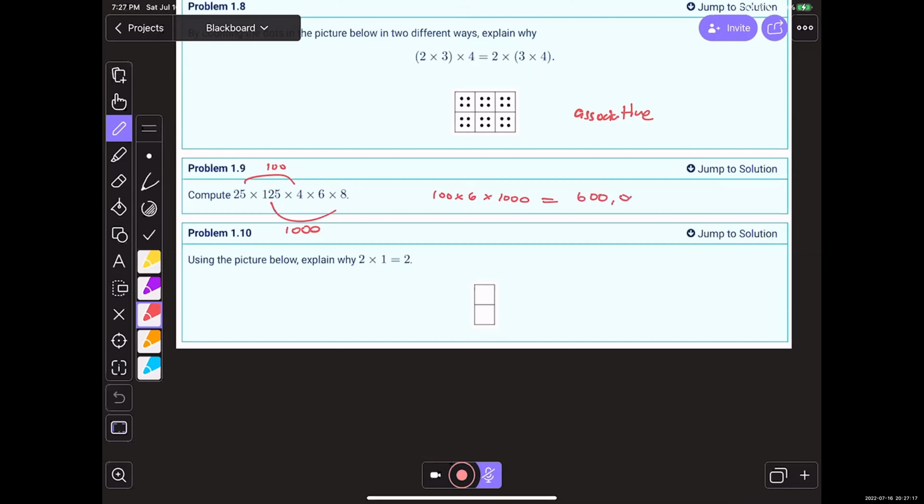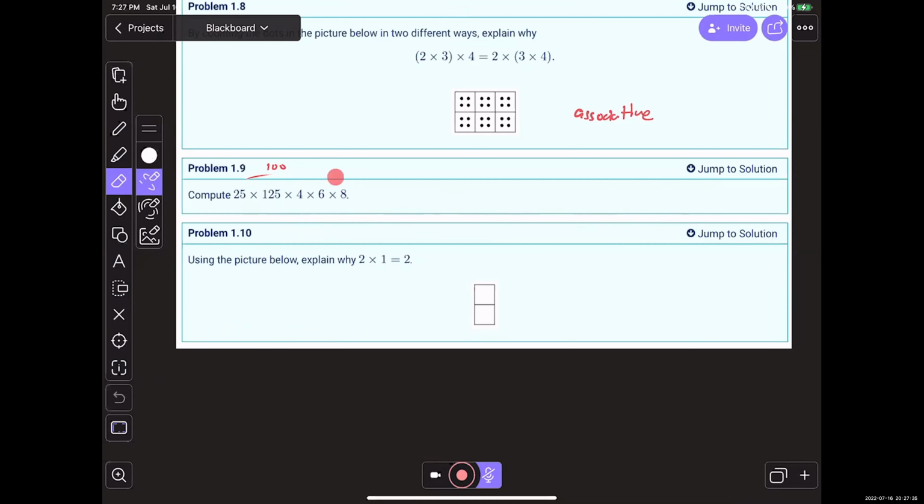600,000. And that's exactly it. So that is our answer here, right? So the idea here is we want to group up these numbers in a way that makes a lot easier intermediate numbers to work with, and that's what we have: 6 times 100, then times 1,000. Okay, 1.10 is pretty quick.